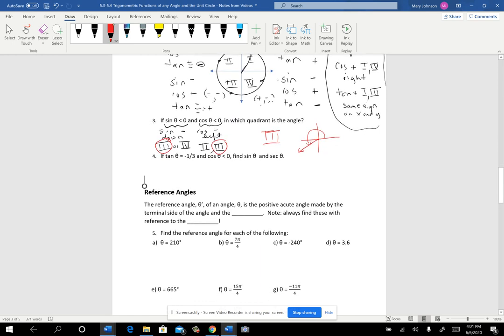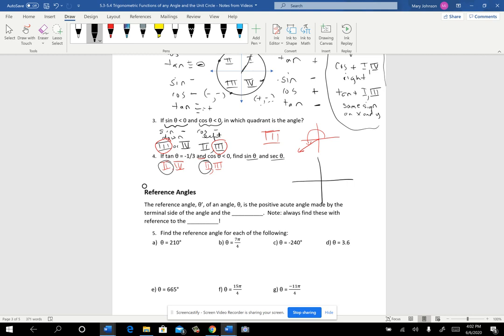4 says tangent is negative 1/3, and it tells you that the cosine of theta is less than 0. Okay, so cosine less than 0, that means you're to the left. You're in either 2 or 3. But tangent is negative. So for tangent to be negative, you have to have different signs on your x and your y, don't you? So that means you have to either be in 2 or 4. And if both of those have to be true, then you've got to be in quadrant 2. Okay? And we're being asked to find some trig functions. So we'll think about that in a minute, but let me get my picture drawn.